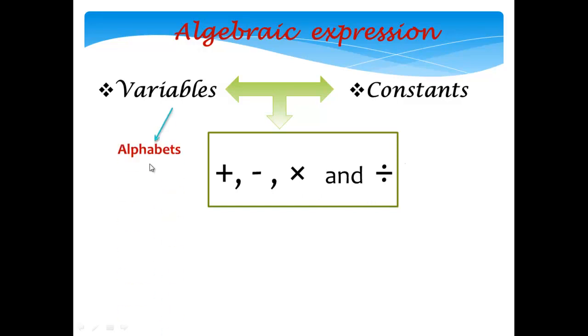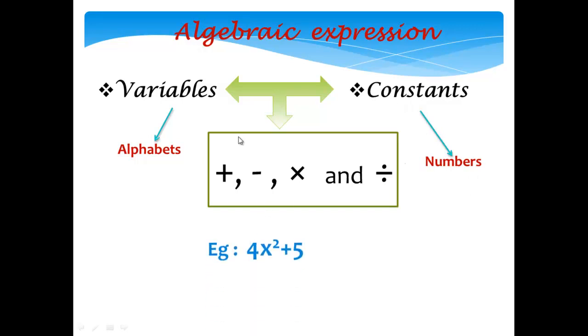Now, alphabets are used as variables. Here, any alphabet can be used as a variable. These alphabets do not have any definite value, so they are called variables. For example, if you take x as a variable, the value of x may be 10 or maybe -5 or maybe 6, etc. Whereas numbers are called constants because these numbers have definite value.